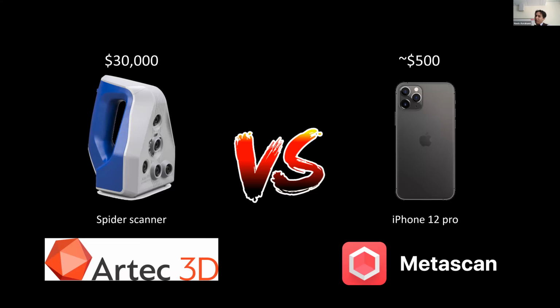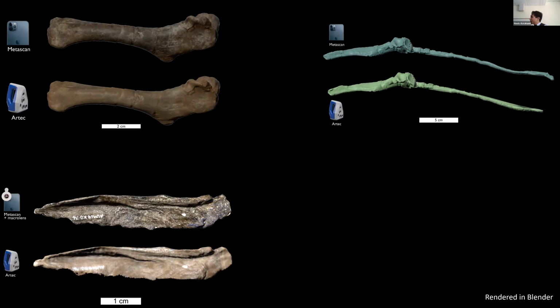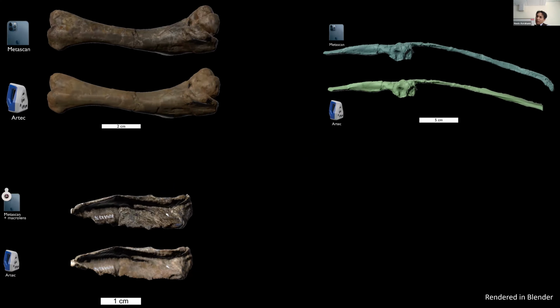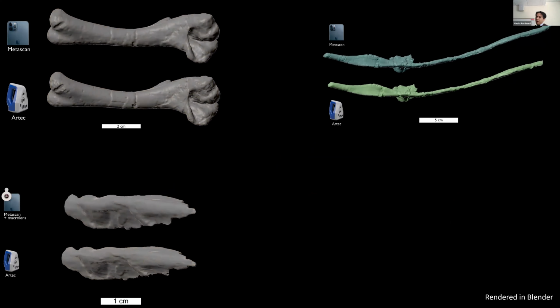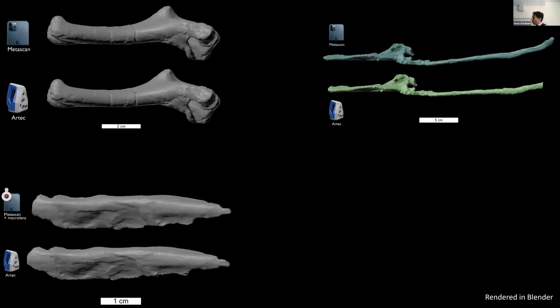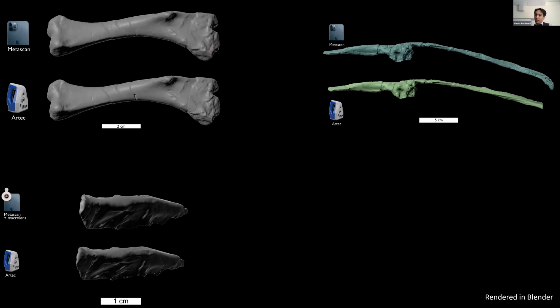A few years ago, I did a detailed compare and contrast on these, which I won't talk about too much, but you can see on the left is a Toyota Camry priced commercial scanner, and on the right is a $500 iPhone. And in the vast majority of cases, especially with smaller elements, pocket photogrammetry methods vastly outperform some of the commercial scanners, both in terms of texture quality and geometric fidelity.